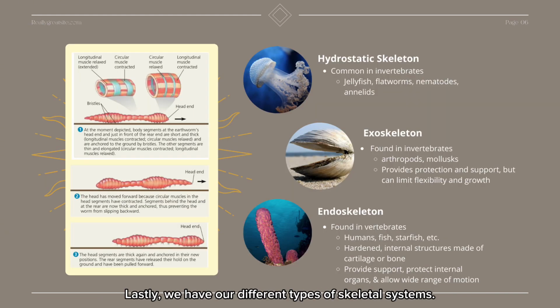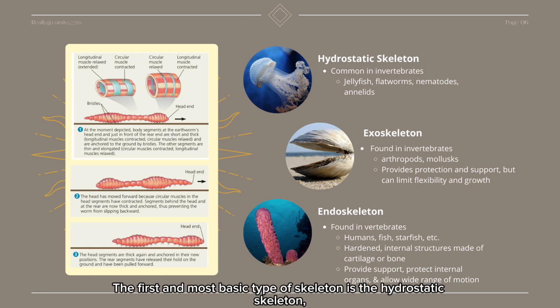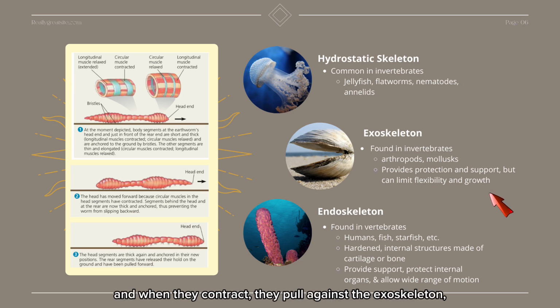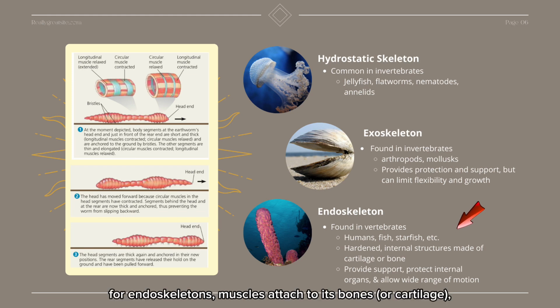Lastly, we have our different types of skeletal systems. The first and most basic type of skeleton is the hydrostatic skeleton, wherein it achieves peristalsis locomotion as seen in the following diagram. For the second type, in exoskeletons, muscles attach to its interior, and when they contract, they pull against the exoskeleton, allowing movement. And lastly, for endoskeletons, muscles attach to bones, enabling precise and powerful movements. They provide the framework for diverse locomotion strategies.